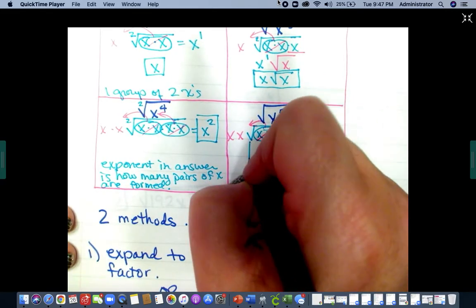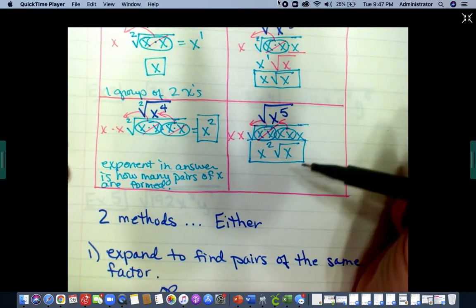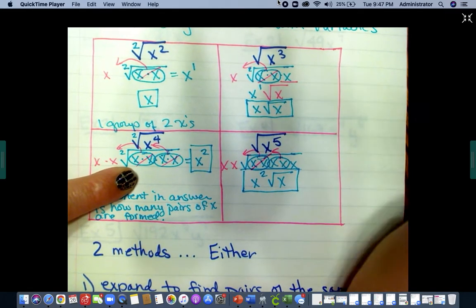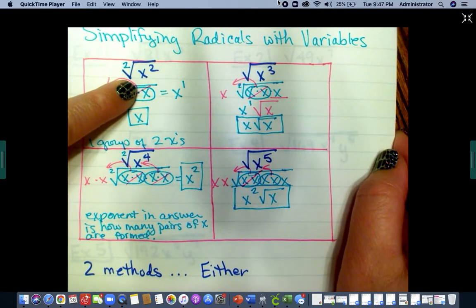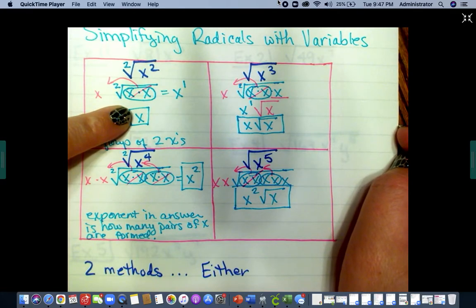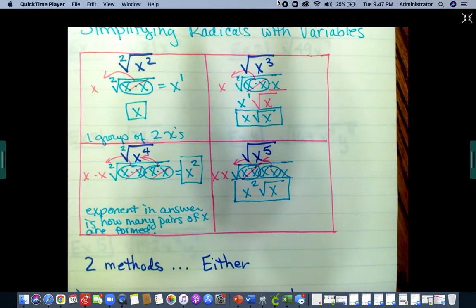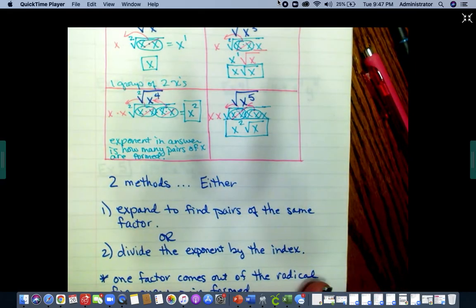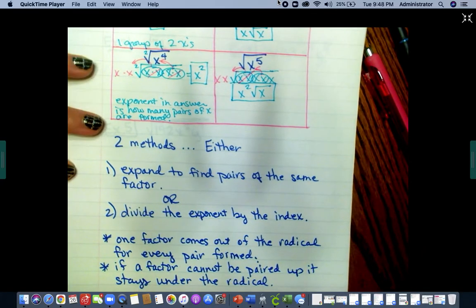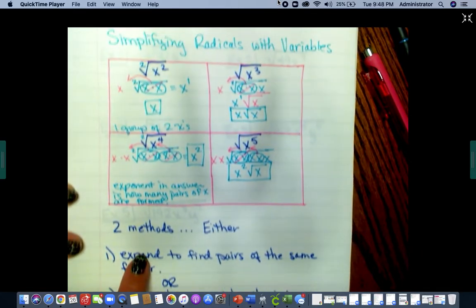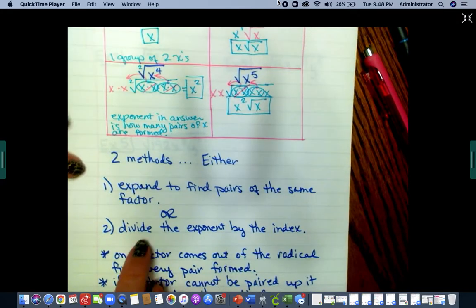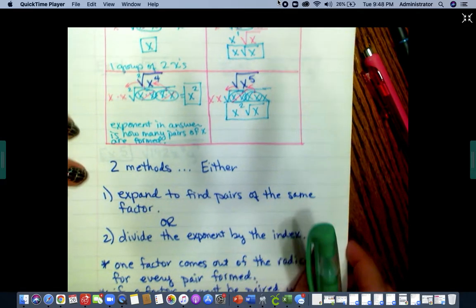So, what might be another way of thinking about how to find these answers without having to expand out all of our x's? Because if you think about it, if I asked for x to the 40th power, I don't think you would want to write out 40 x's. So the shortcut is that we can divide the exponent by the index. So I'll recommend that you pause this in a moment, but there are two methods. You can either expand to find pairs of the same factor, or you can divide the exponent by the index.